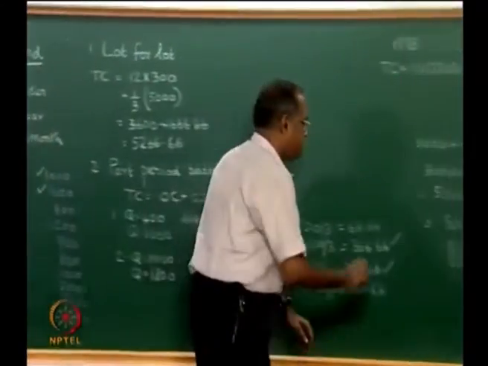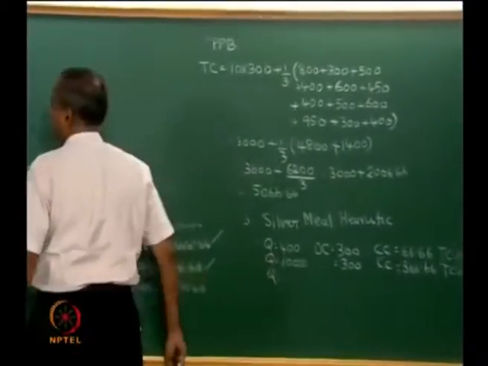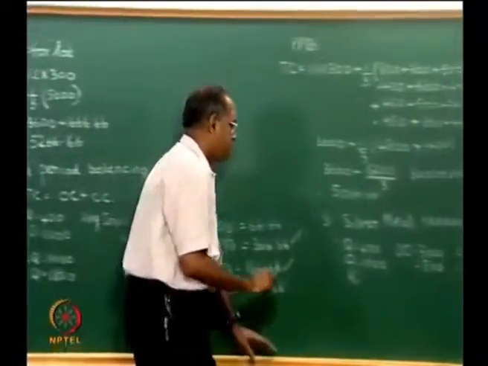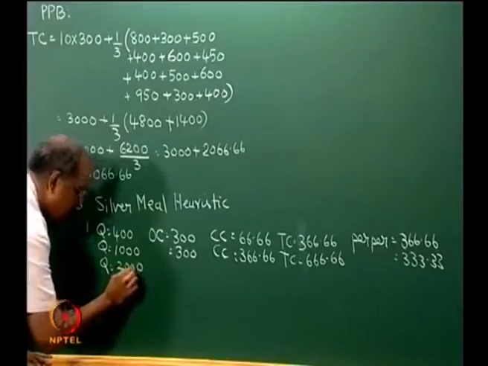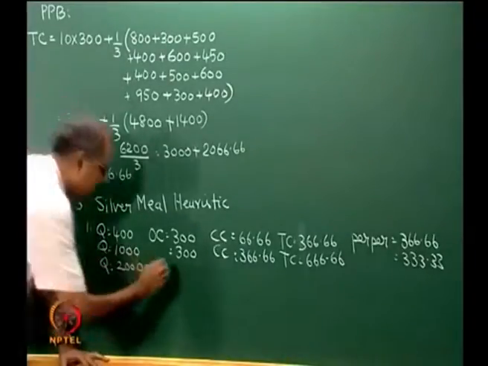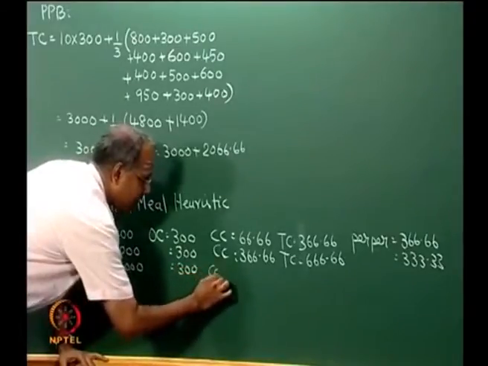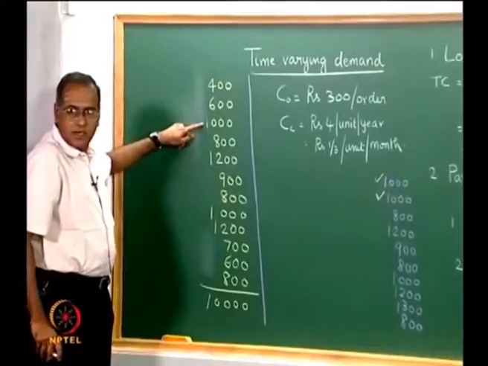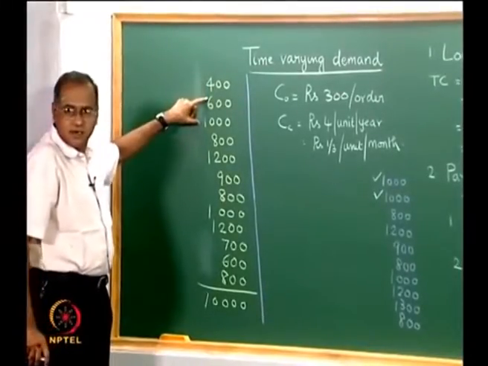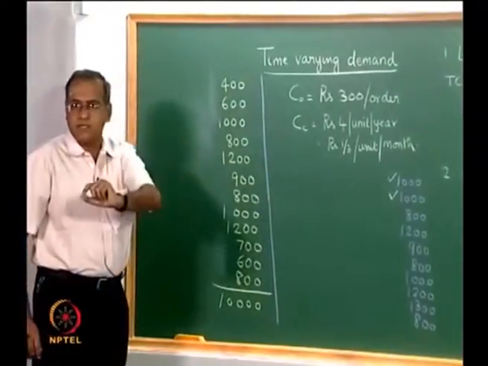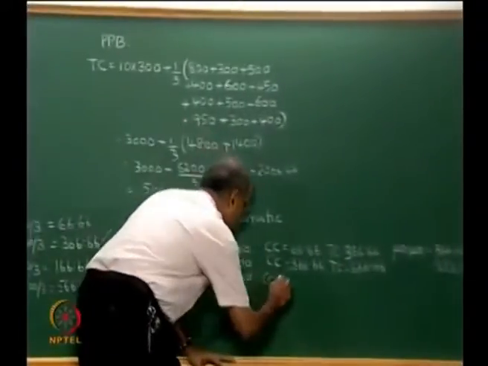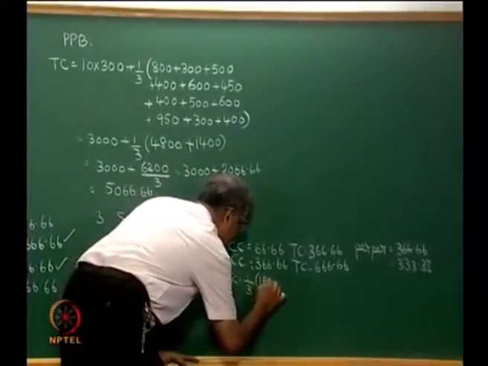So, we look at the third possibility, which is to try and order 400 plus 600 plus 1000. So, try and order 2000. Order cost is again 300. Carrying cost, we first have to find out the average inventory. To find the average inventory, first month we start with 2000 and we end with 1600. So, 2000 plus 1600 divided by 2 is 1800. So, this is 1 by 3 into 1800 for the first month.